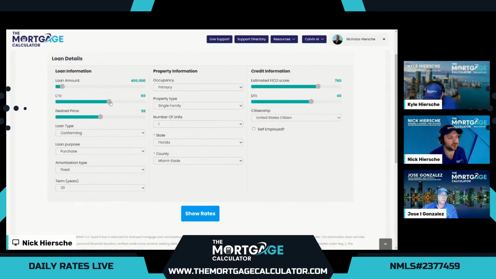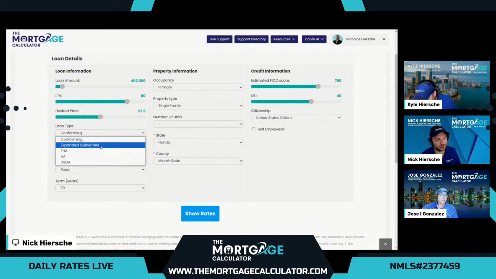We have over 400 licensed loan officers in 24 states. So for our demos, we'll use a $400,000 loan amount. We'll set the LTV to 80% loan, 20% down payment. We will find the lowest rate options here, and we'll compare conforming conventional with FHA. And then we'll check out expanded guidelines, also known as non-QM, where we have over 5,000 additional loan programs. We also have VA and USDA.